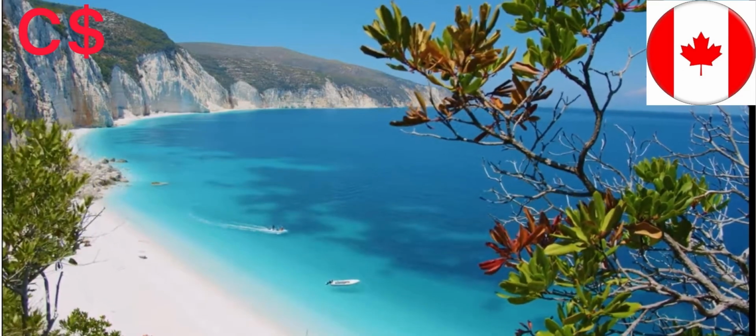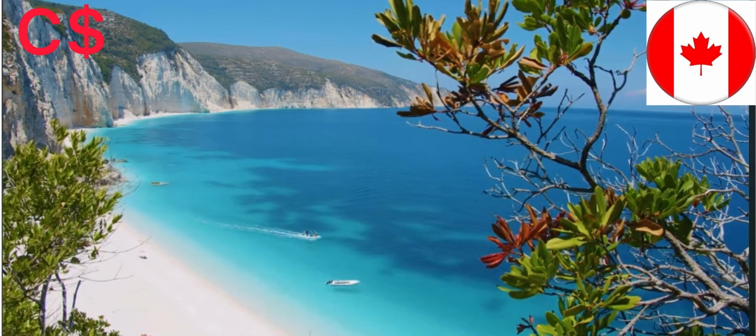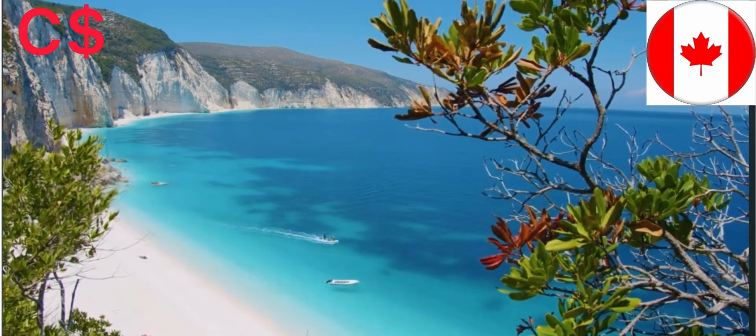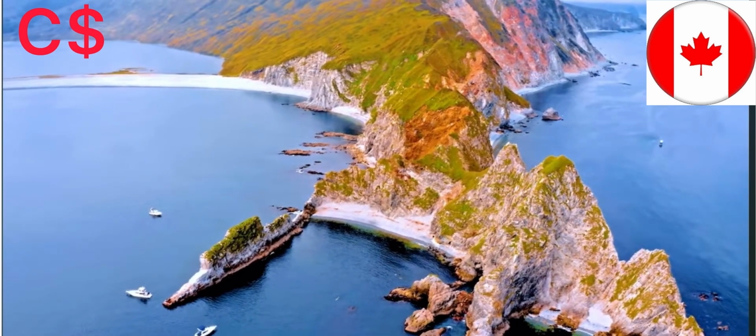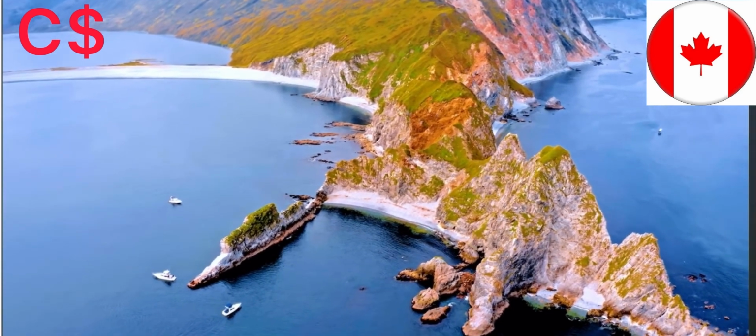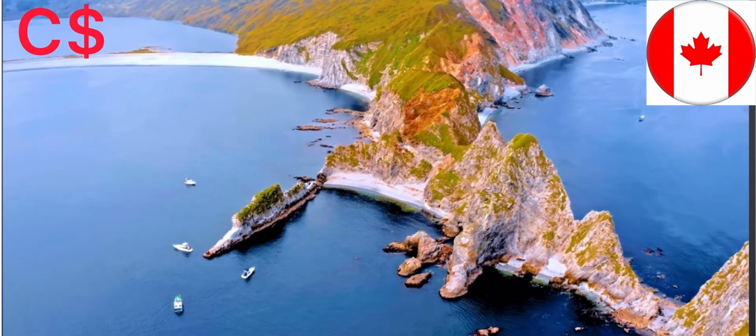The Canadian dollar, CAD, is the official currency of Canada and is widely used in trade and financial transactions within the country. The Canadian dollar is represented by the dollar symbol, C dollars, Canadian dollar. The currency of Canada operates in units of 100 cents.